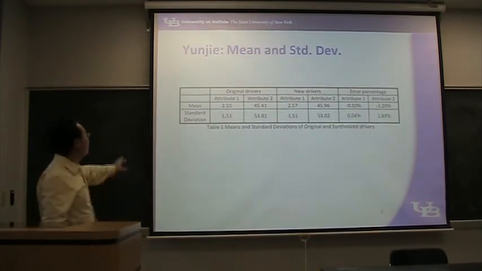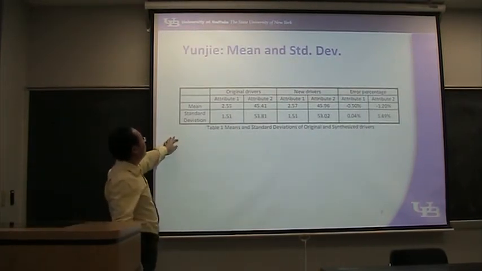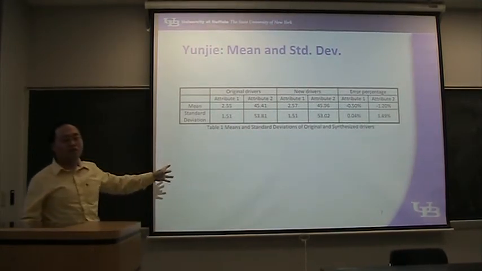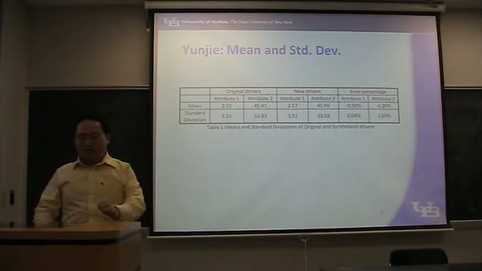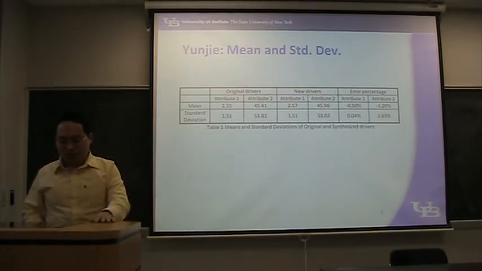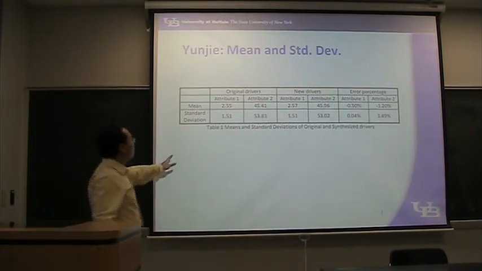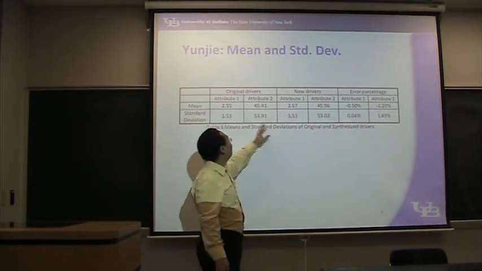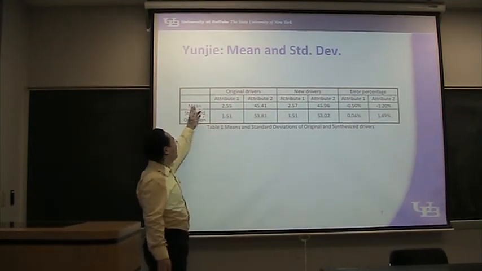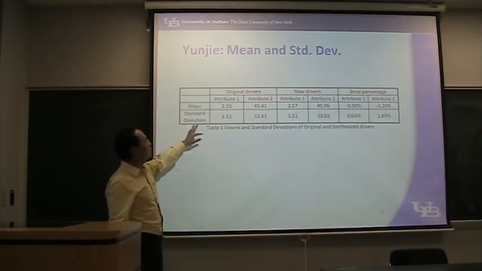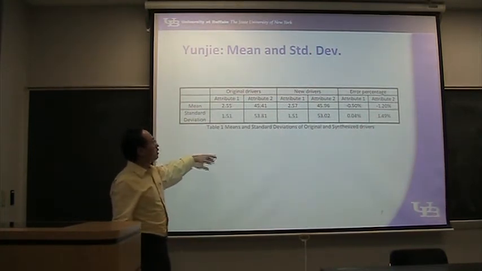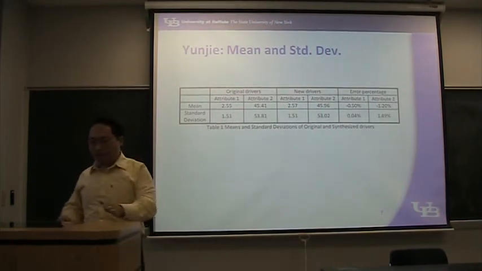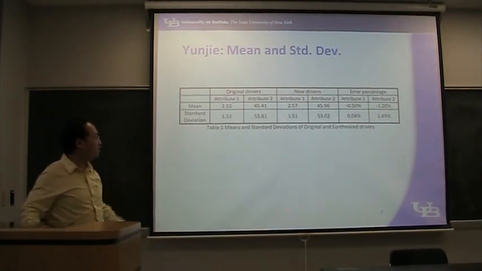And India is the only one who gave out a mean and standard deviation table. And this is good. So these are the original drivers. So he generated 2 data sets. For all data sets, he calculated the mean and standard deviation for both attributes. And he compared that to the newly generated data set. And the conclusion is they are very similar to each other.